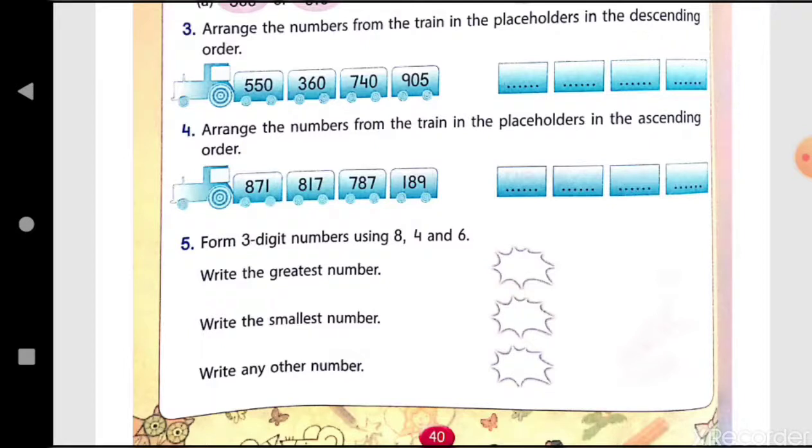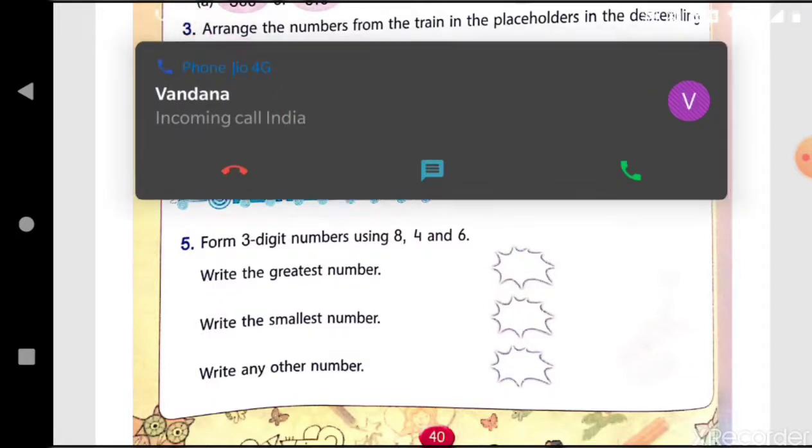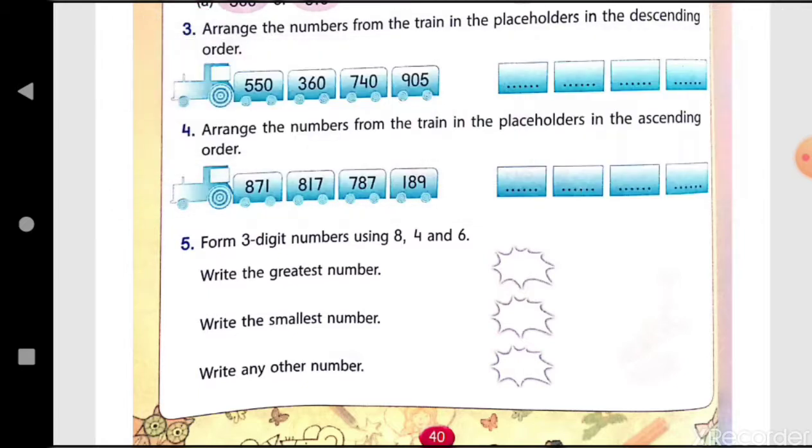And when we write the smallest number, we write the digits in increasing order, in ascending order. That means smallest to greater. So the number would be 468. And then write any other number. So first we have written the greatest number, then we wrote the smallest number, then any other number. So any other number could be 468 or 648 or 684. So with this we complete lesson number 1. After this, we will start lesson number 2.